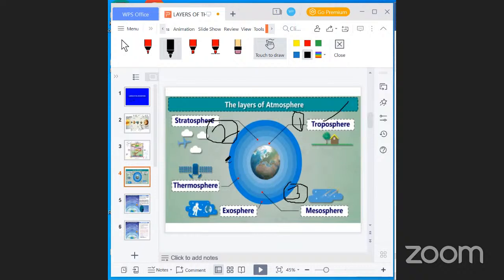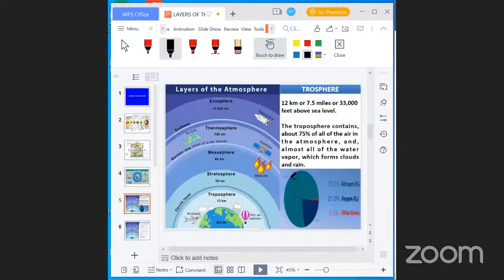And fourth one is thermosphere. And last one is exosphere. That is the fifth one. Okay. So these five layers are important in the atmosphere. So now let's look into them one by one.